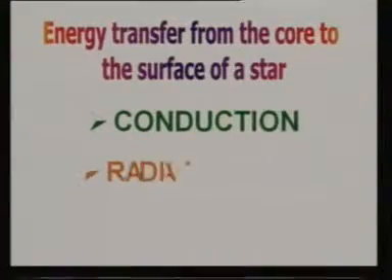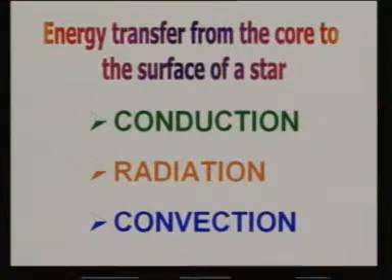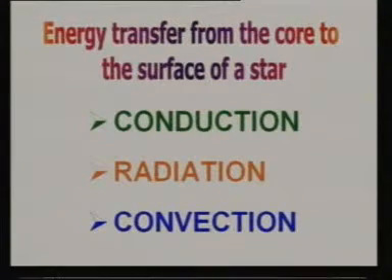You know from elementary physics, which you studied in school, that there are 3 processes for energy transfer: conduction, radiation and convection. And we shall show you small animations of how conduction, radiation and convection work, and then we'll explain how the energy is transported from the core of the star to the surface. Let us look at these animations.